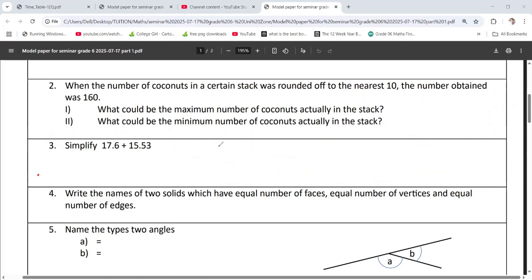And if we go to the third question, simplify. This is decimals, right? 17.6, 15.53, and here you have 0. Then you have to add all this. 0 plus 3 is 3, 6 plus 5 is 11. You write 1, and then put the decimal point here, and 1 carries, then 8 plus 5 is 13, and 1 carries, this is going to be 33.13. Right. This is your answer for the third question. Right. Let's go to the fourth.